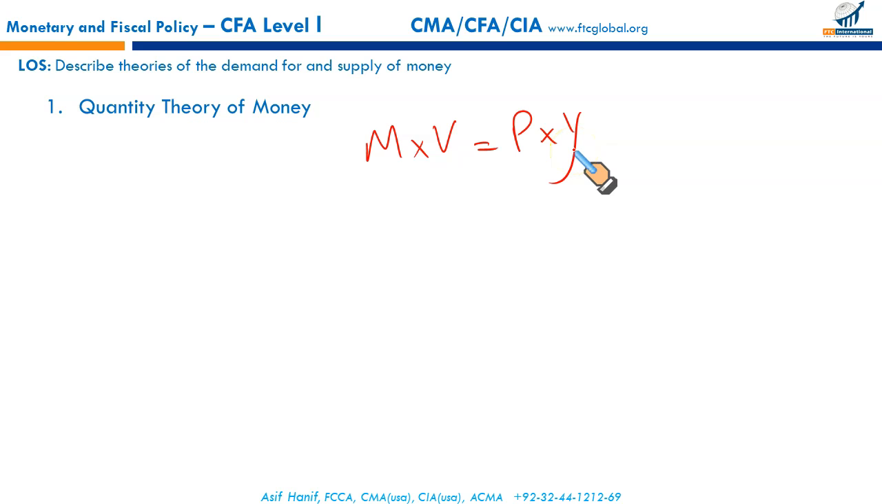So as you can see, it's an equality. If the money supply increases, it would increase either the price level or the real output or both, and vice versa. So they are linked this way. Any change in one of the variables will affect the other variables.